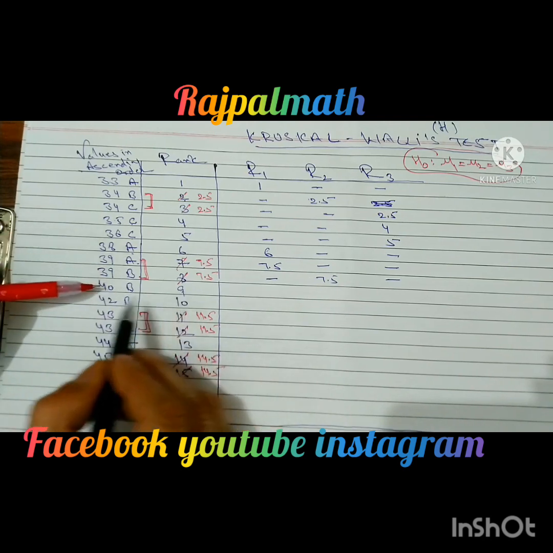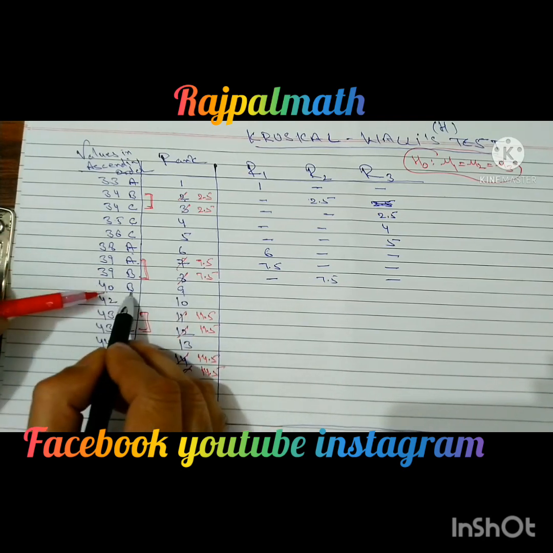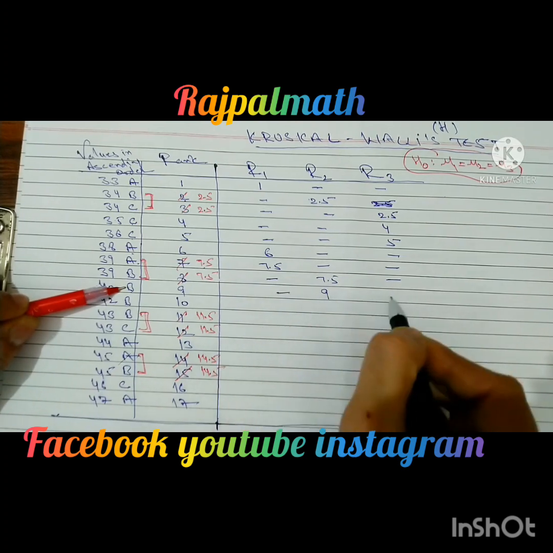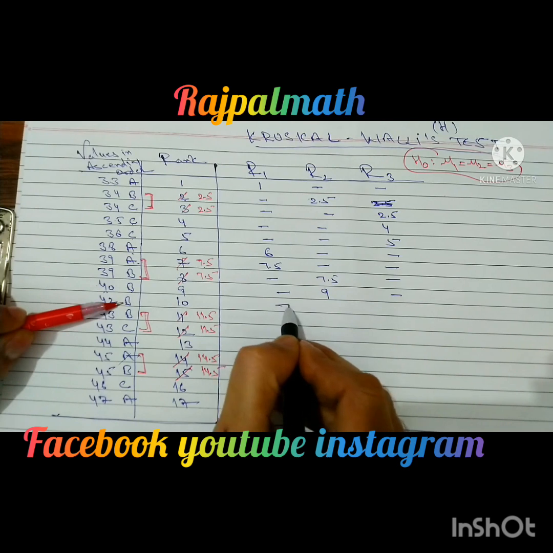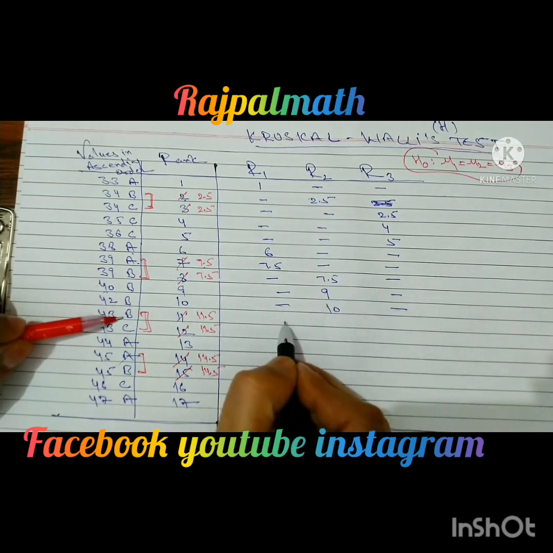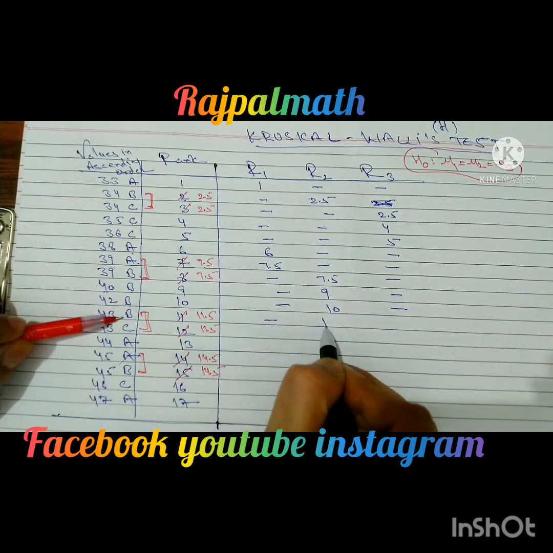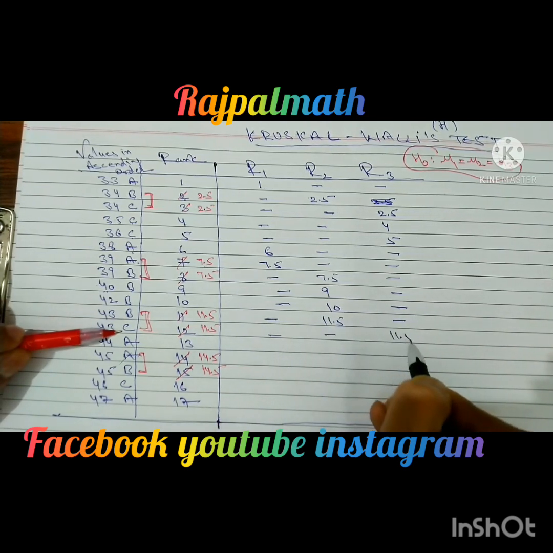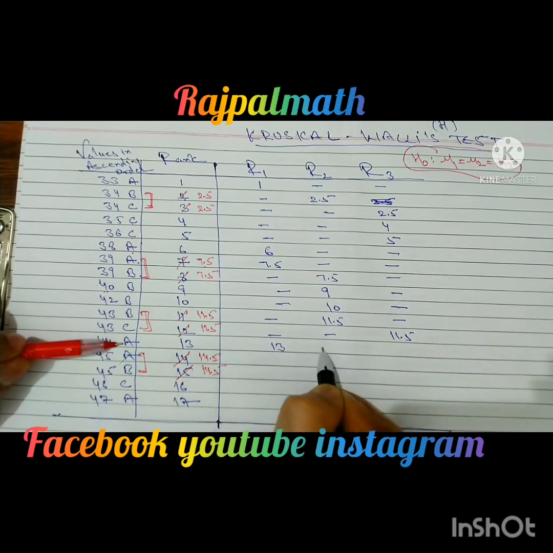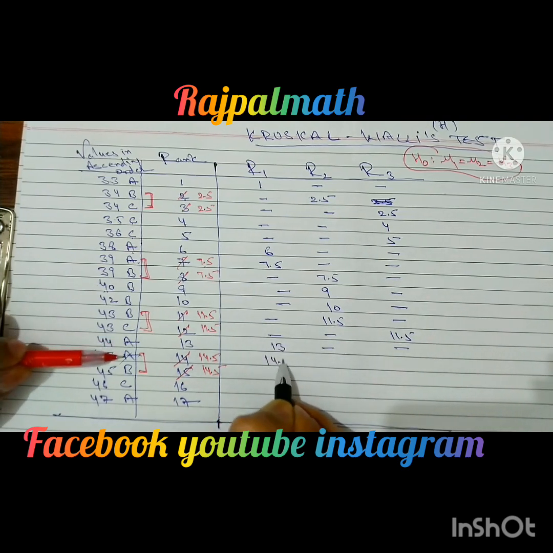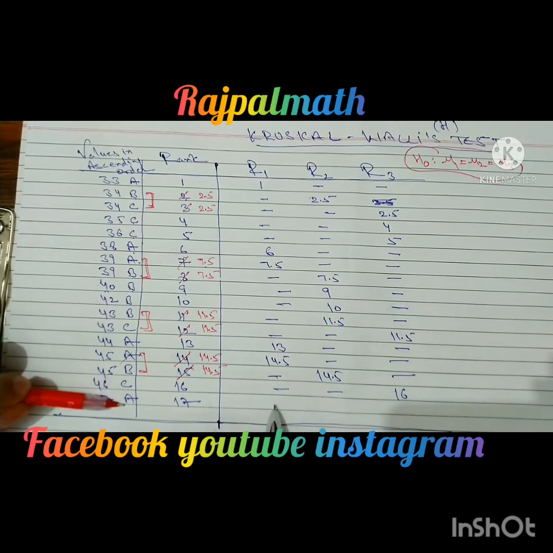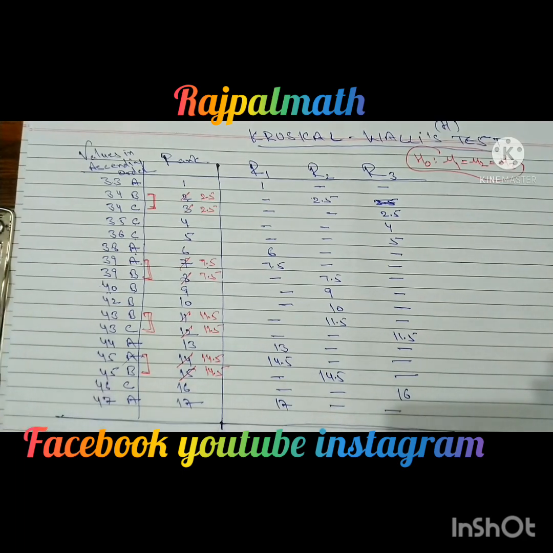9 is the rank of 40 and belongs to group B, therefore write 9 in the second group. Again 10 is from group B, 11.5 again from group B, 11.5 group C, 13 group A, 14.5 group A, then group B, then from group C and from group A.